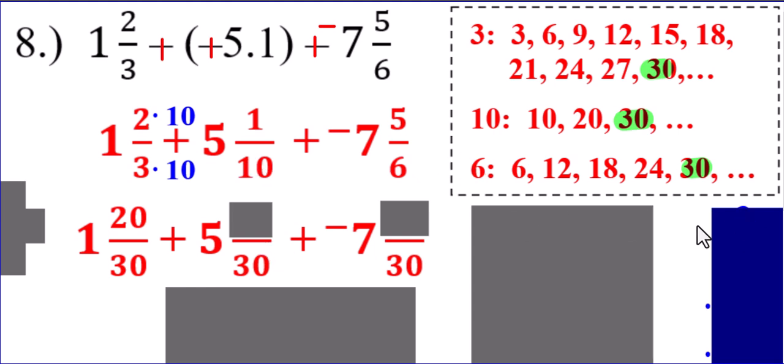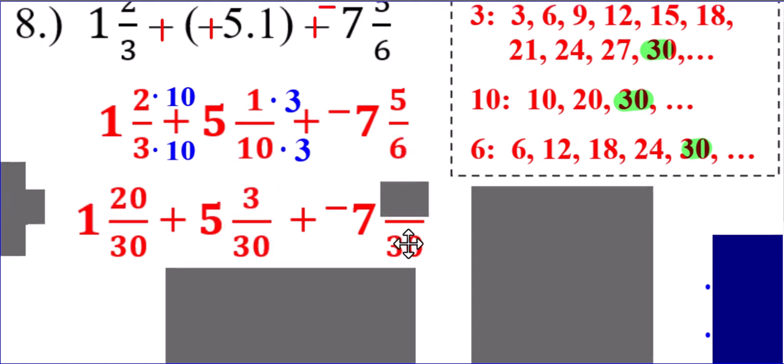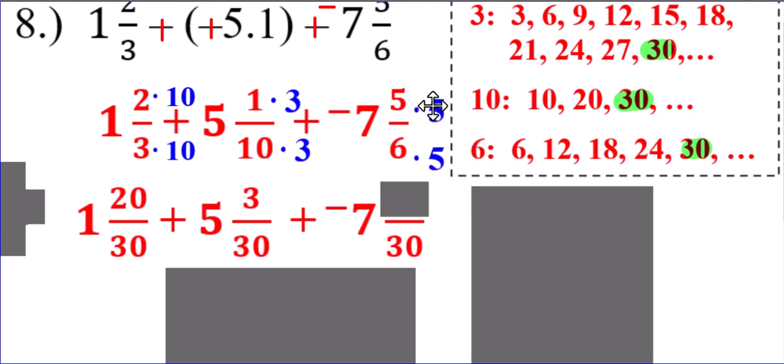10 times what is 30? Well, that would be 3. So I have to multiply the top and bottom by 3. That gives me 5 3/30. And finally, 6 times what is 30? That would be 5. So I'm going to have to multiply the top and bottom by 5. And that's going to give me 25.